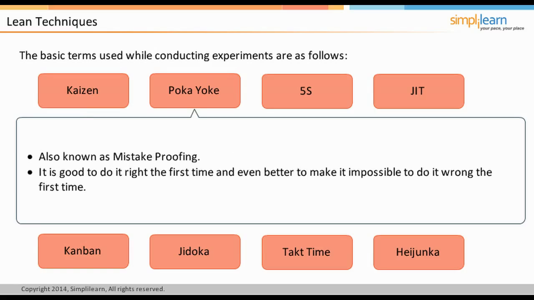The second technique is Poka-yoke. It is also known as mistake-proofing. It is good to do it right the first time, and even better to make it impossible to do it wrong the first time. The prompt received to save the Word document before closing it without saving is an example of Poka-yoke.